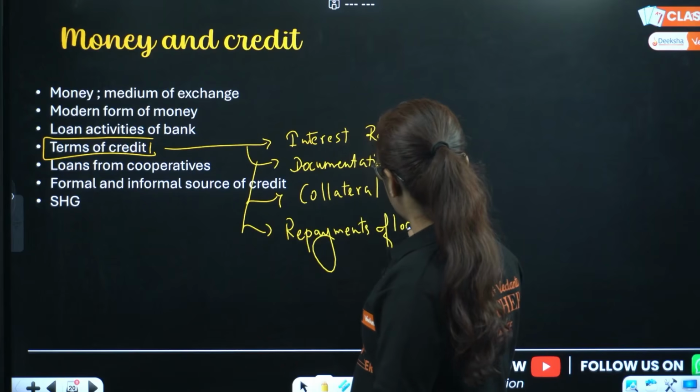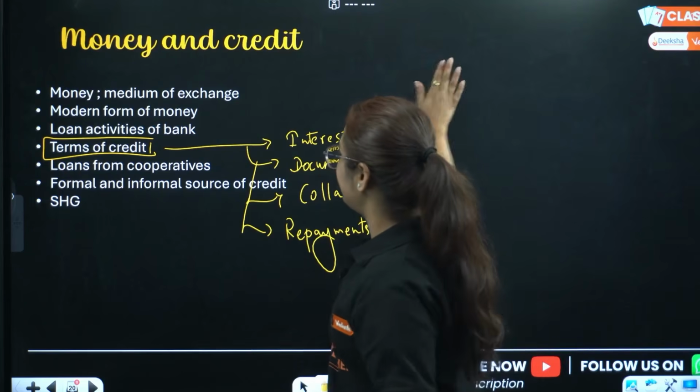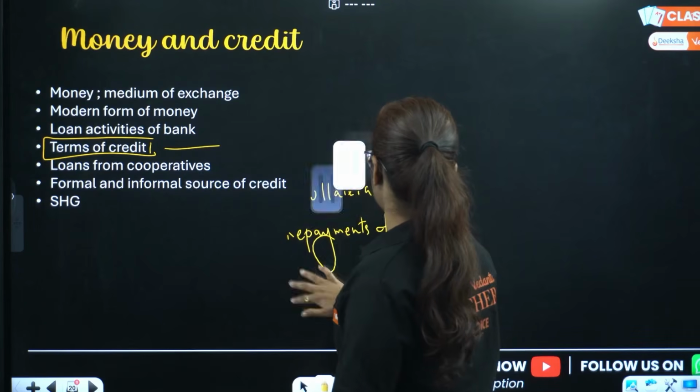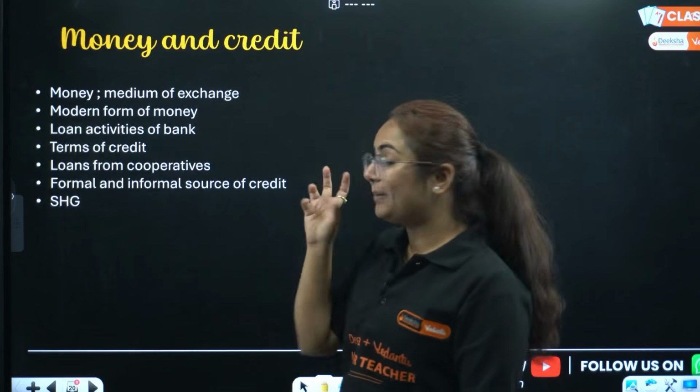Repayments of loan. Okay? These are the terms of credit. Loans from cooperatives is an important topic. What is loans from cooperative? Beta, it is cooperative societies.